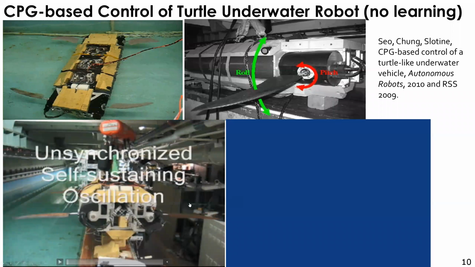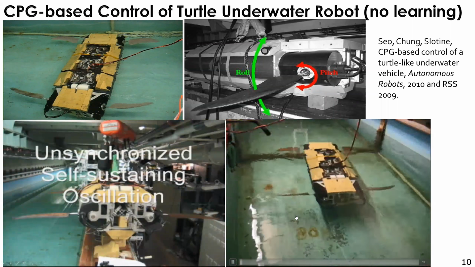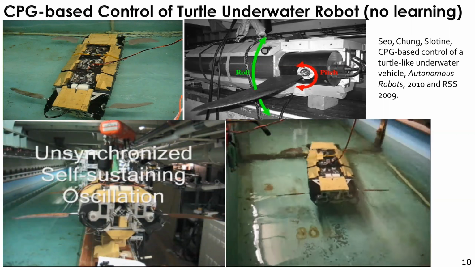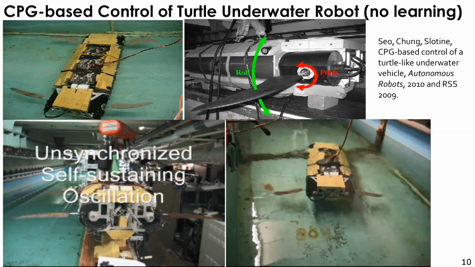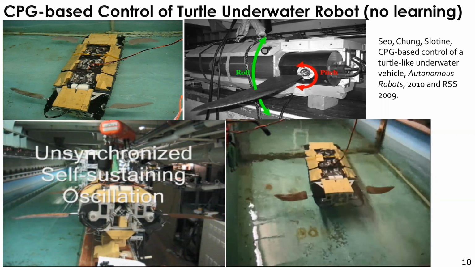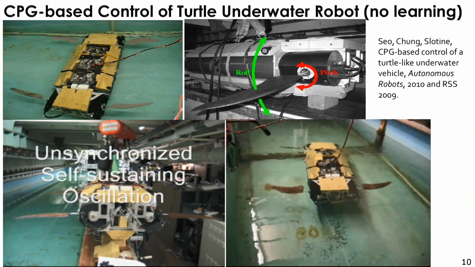We also applied that to this turtle robot, where we can control the individual 4 limbs, and each limb has an up and down motion and also a lead-lag motion. So you have basically 8 oscillators, and then we can coordinate these oscillatory motions to control the orientation and the position of the turtle-like robot.